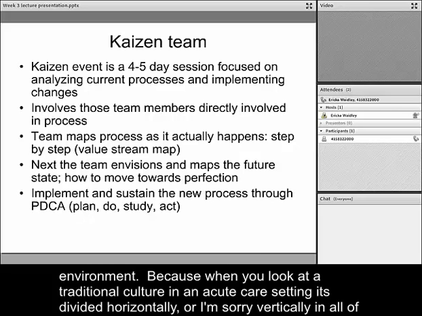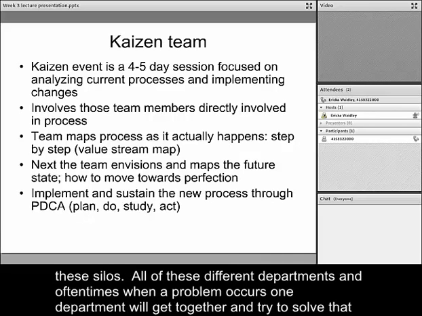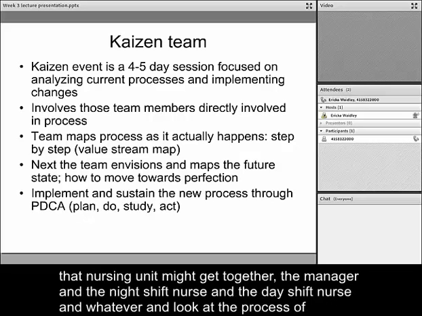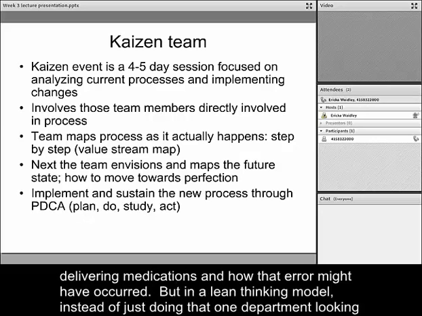vertically in all of these silos, all of these different departments. And oftentimes when a problem occurs, one department will get together and try to solve that problem and sometimes end up pointing their finger or blaming another department. So if there's a medication error up on a nursing unit, that nursing unit might get together, the manager and a night shift nurse and a day shift nurse or whatever, and look at the process of delivering medications and how that error might have occurred.